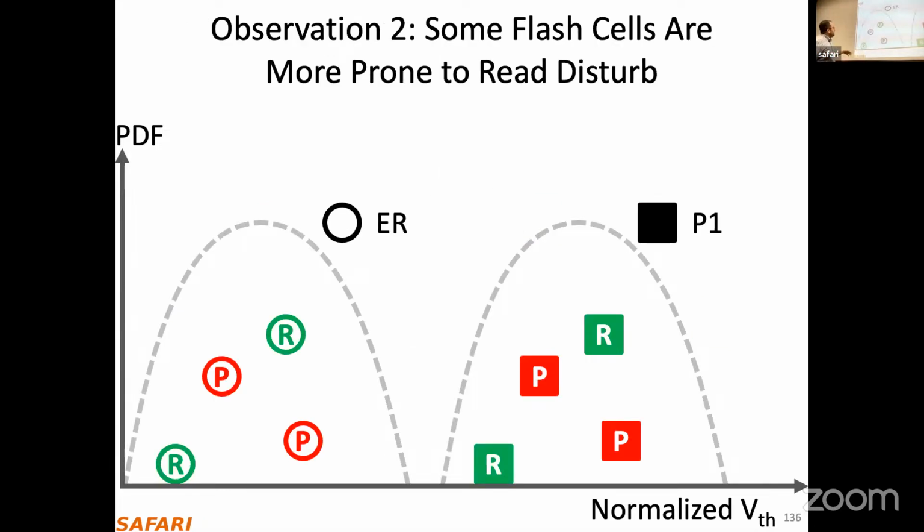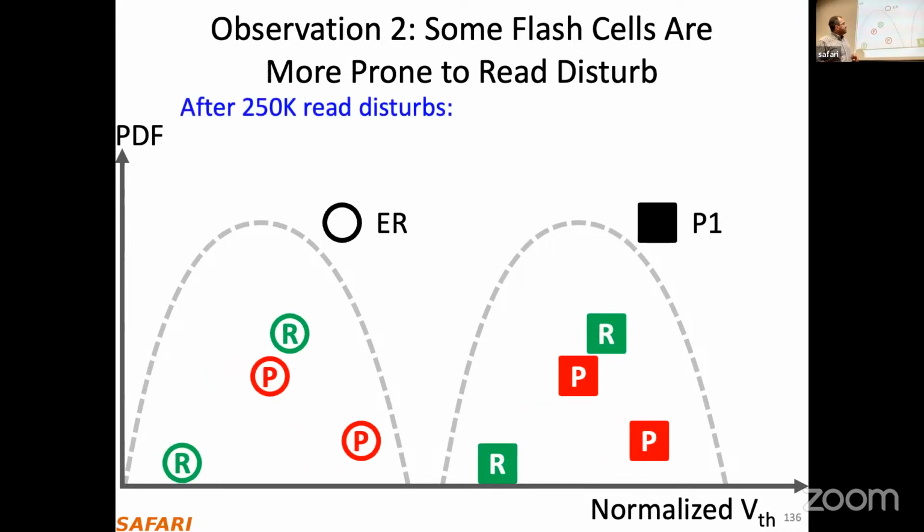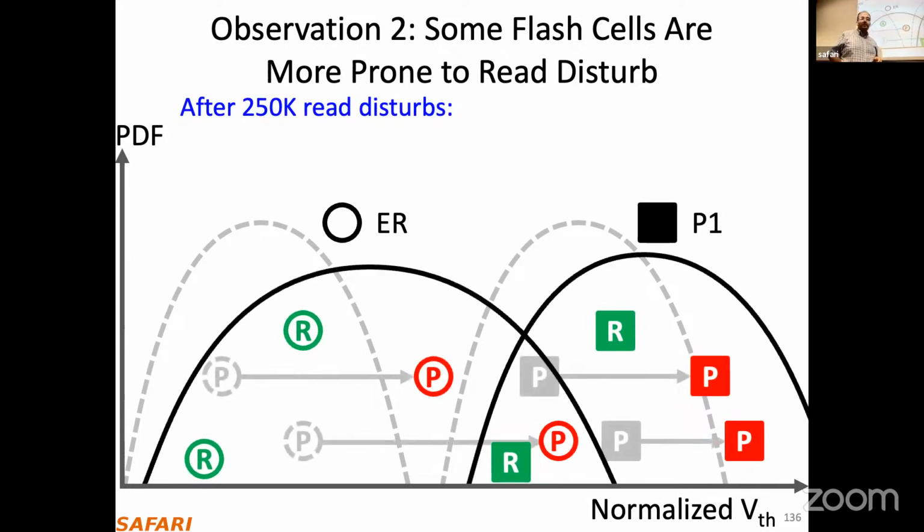Yeah, disturb resistant, and these two are disturb prone. So when you actually cause 250K read disturbs, we will reach this position, right? You have this overlapping and shifting of distribution, and you have some errors. But the thing is that those that were prone to disturb actually move a lot. These two P, they actually move a lot. And those that were resistant to this read disturb, they didn't move a lot.